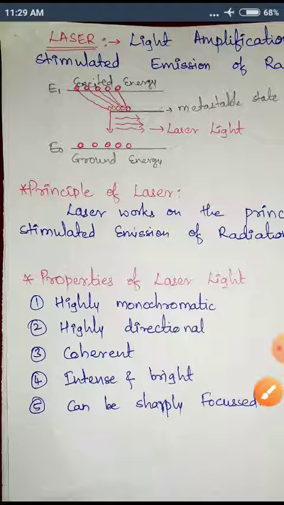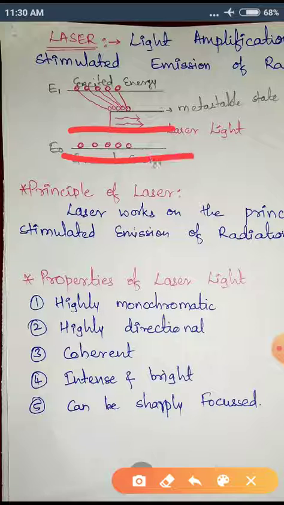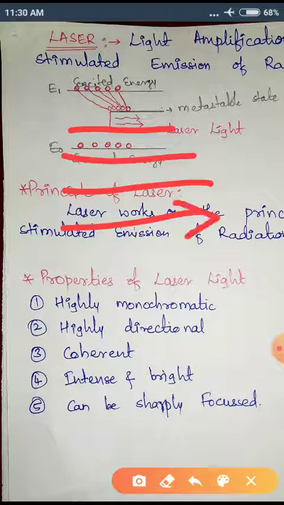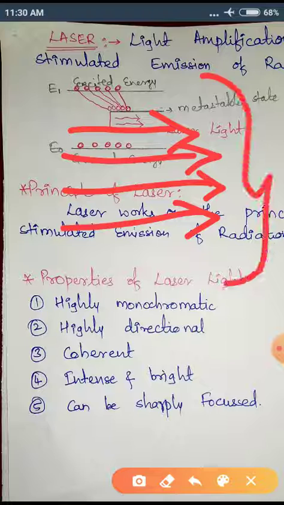They emit a ray of light. And if many electrons are jumping from the metastable state to the ground energy state, what happens? A beam of rays is emitted, which is of a single color. Therefore, this light is what? This light is called laser light.